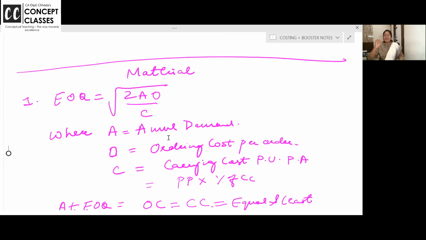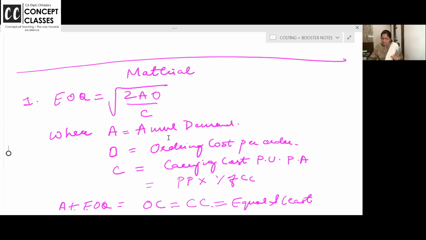When we do normal teaching it is different. The material class goes on for 7 to 8 classes. But when we are doing revision, I would stress a lot on the pitfalls where you go wrong. Carrying cost many times in the exam is given per unit per month, and then that is not directly usable. You have to remember that it has to be per unit per annum. So if it is given per month, then multiply by 12.